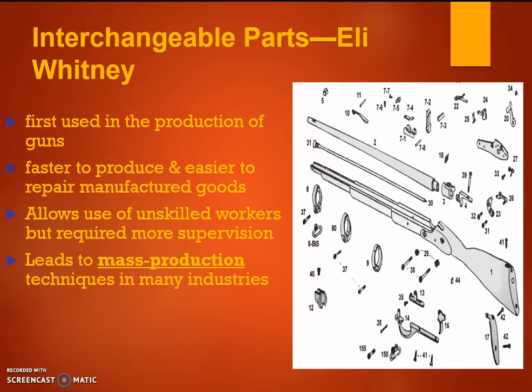Eli Whitney is going to invent interchangeable parts during this time frame as well. It's first used in the production of guns, makes for faster production and easier repair of manufactured goods. Instead of having to throw out a whole item, you can just replace parts very simply. It allows unskilled workers, because each person is just responsible for one little thing, putting one part on the item, and then you just move it on down an assembly line. This leads to mass production techniques in many industries.